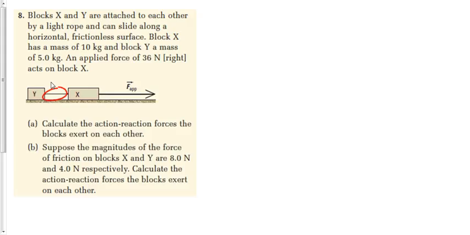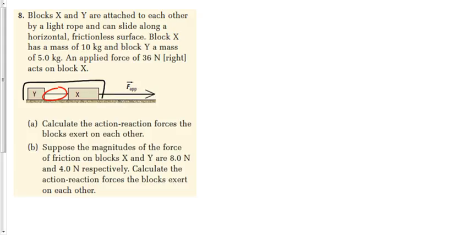We have to analyze the system of one object, pretend it's one object, at least X and Y together, find the acceleration of that system, and then once we have the acceleration, pick one object, either X or Y, and analyze that one object. So let's do the system first here.